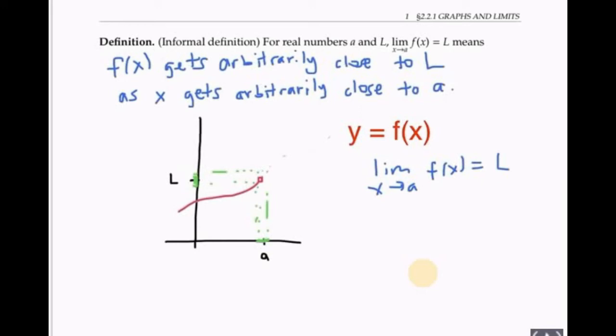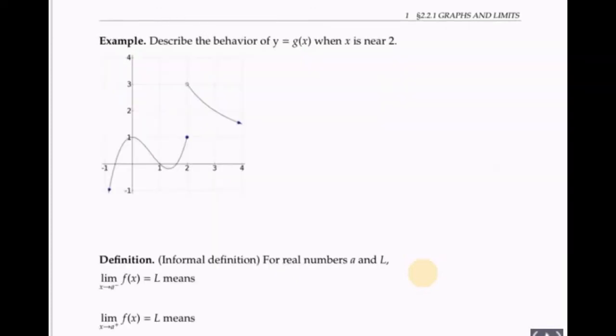In other words, the limit of f(x) is L only if the y values approach L as x approaches a from both the left and the right. For the function g, the graph in blue, the limit as x goes to 2 of g(x) does not exist because the y values approach 1 as the x values approach 2 from the left, and the y values approach 3 as the x values approach 2 from the right.